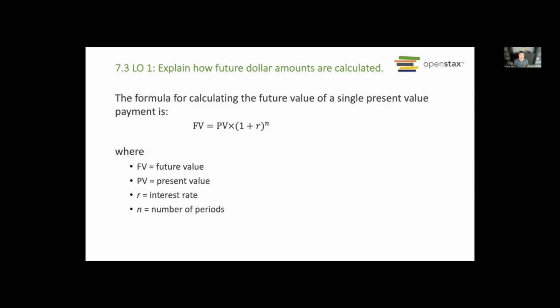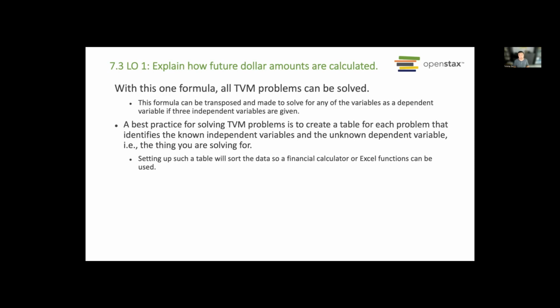But for a certain amount of money that you are promised to receive at a certain time in the future, which is the future value, for example, if you are promised to receive $1,000 in the future, that is 10 years later, you can easily calculate its present value using this formula as well. Because again, this formula describes the relationship between present value, future value, interest rate, and the number of years of investment. With this formula, all the time value of money problems can be solved. Not just future value calculation, it can also solve the present value calculation, interest rate calculation, and number of periods calculation. The formula can be easily transposed and made to solve for any of the variables as a dependent variable if the other three independent variables are given.